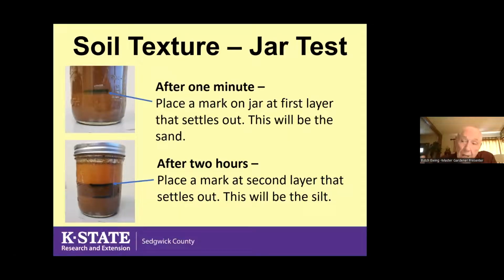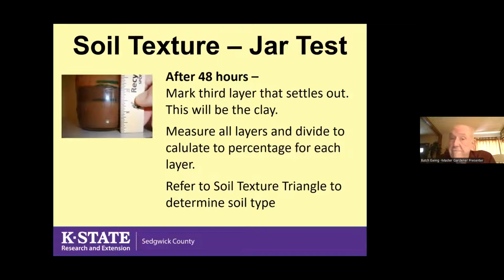Then after 2 hours, you'll have a second layer. That'll be the silt particle. So make another mark for the depth of that second layer. Then after 48 hours, that's why it's important to set this jar someplace where you can leave it for a while. After 48 hours, finally, the clay will settle out of it. So you mark that third layer.